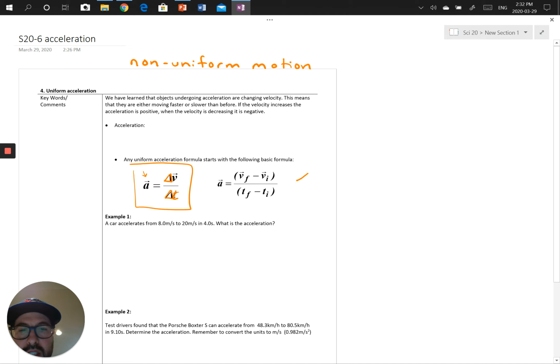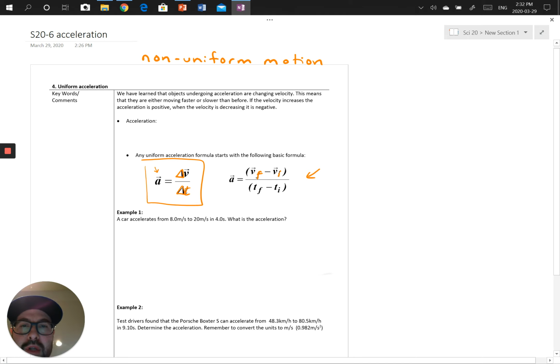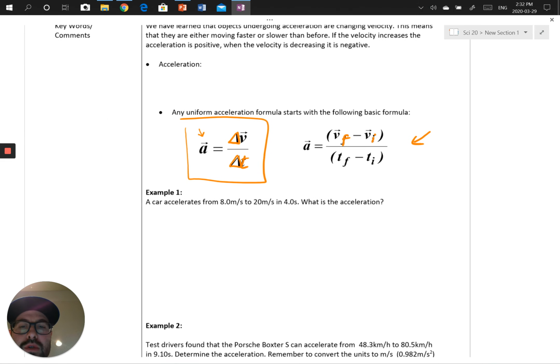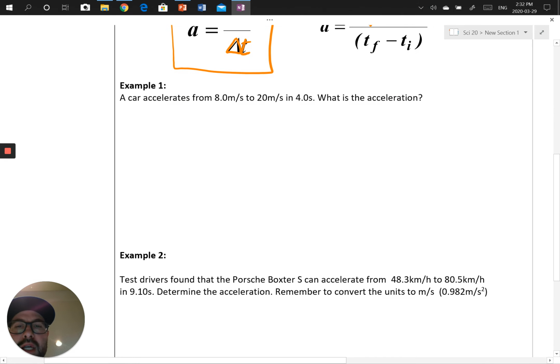Now we might also see it looking like this, and in this case, I see VF for final and VI for initial. If I need to find the change in velocity, I would just take the final velocity and subtract the initial velocity, and that would give me the change in velocity. So let's look at this example here, and I'll let you do some practice on your own. We have a car accelerating from 8 meters per second to 20 meters per second in 4.0 seconds, and I want to know what is the acceleration of this object.